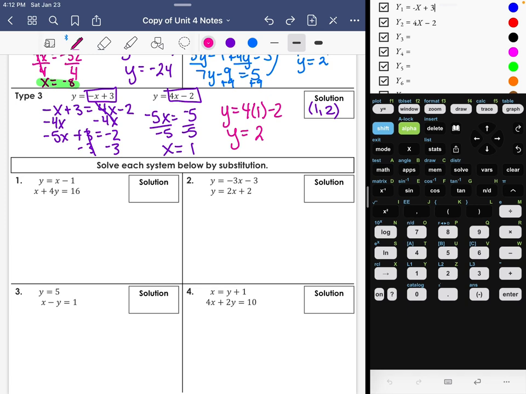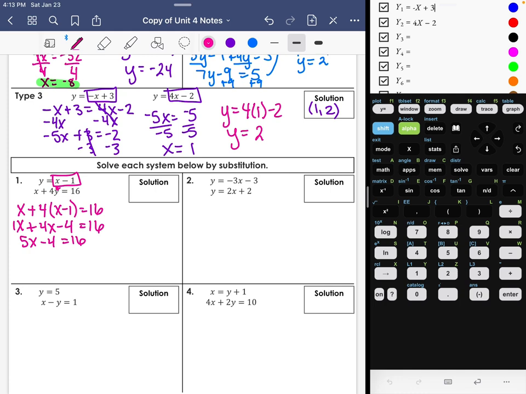On this first one, y equals x minus 1. So that means that x minus 1 can be substituted in for the y in the second equation. So I would have x plus 4 times x minus 1. Make sure you put what you're substituting in parentheses. And then you're going to distribute 4. Remember, 4 times negative 1 is negative 4. Then you have 1x plus 4x is 5x. So you have 5x minus 4 is 16.